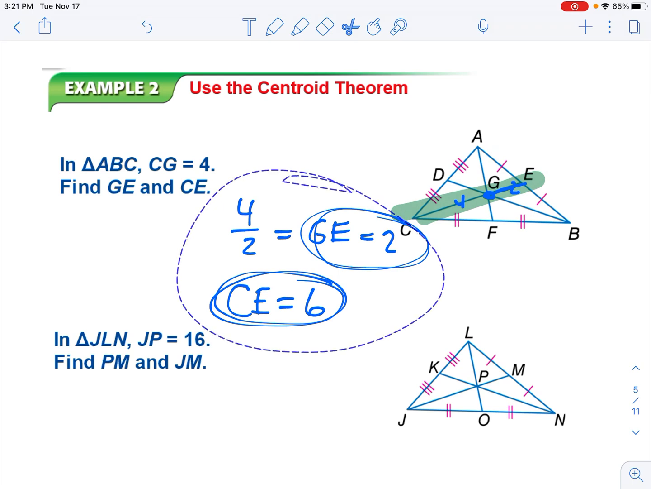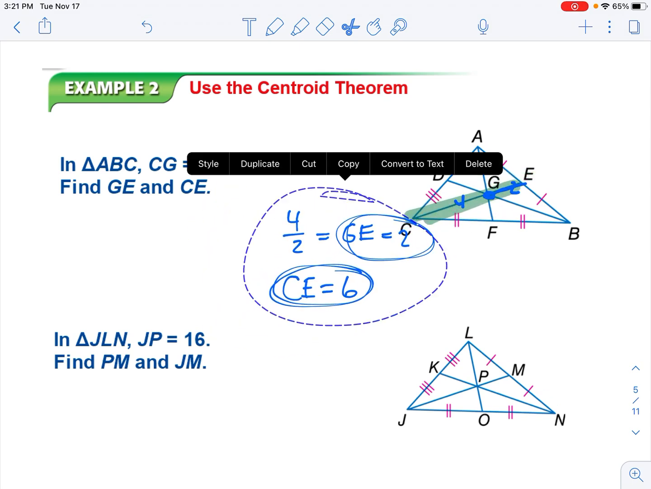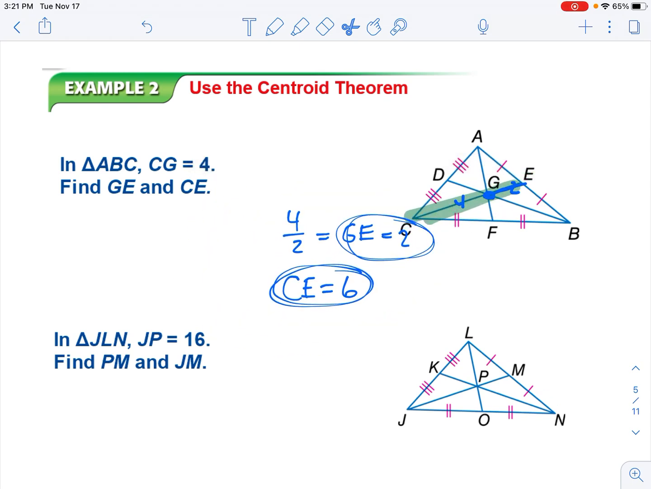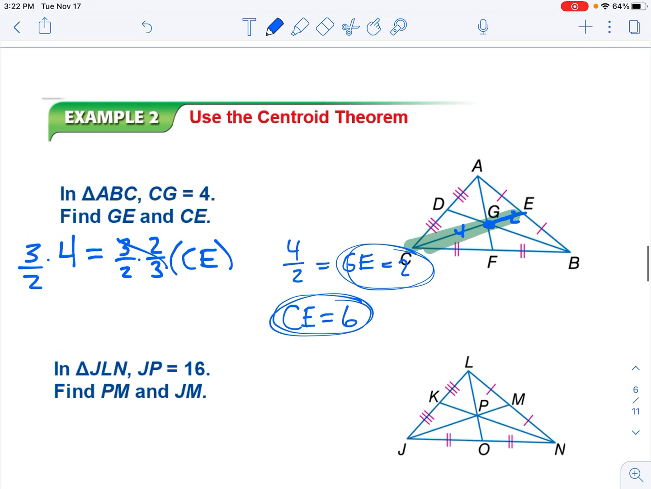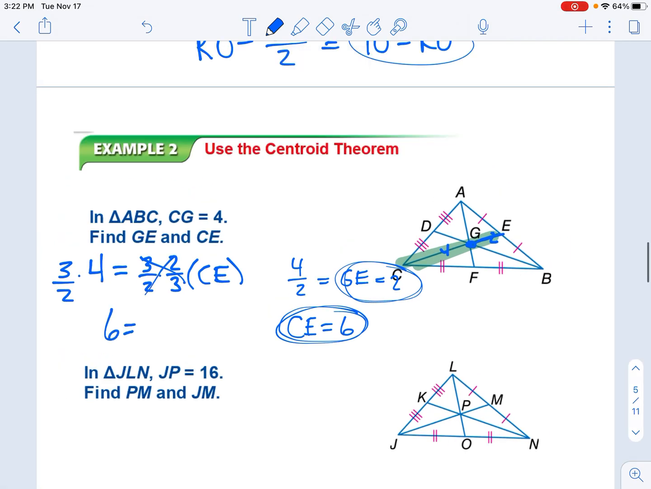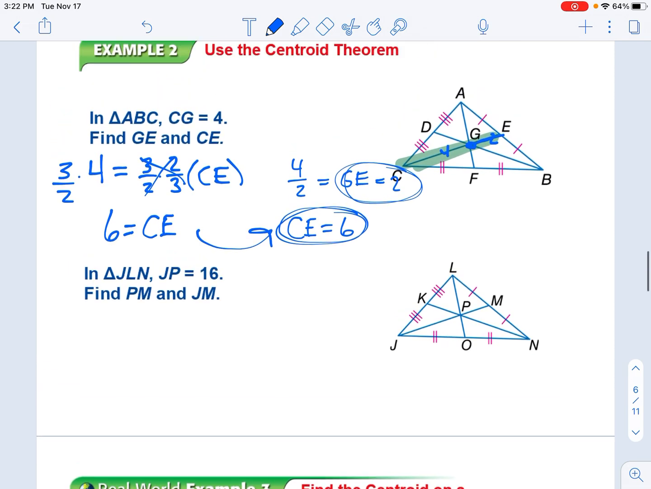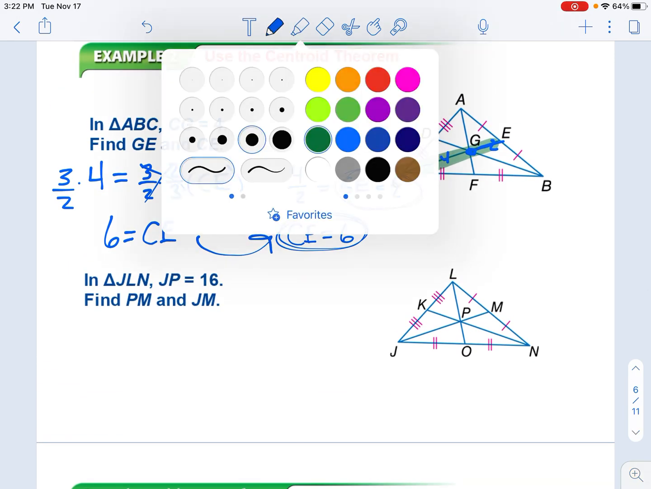If you prefer equations over what we just did, you could also set up an equation based on our original equation. We have 4 now is equal to 2/3 the whole thing, CE. To get CE by itself, you multiply by 3/2 on both sides, and you end up getting 6 equals CE. Notice these are the same. Then you can just go ahead and solve for GE from there. And this one, once again, super similar.